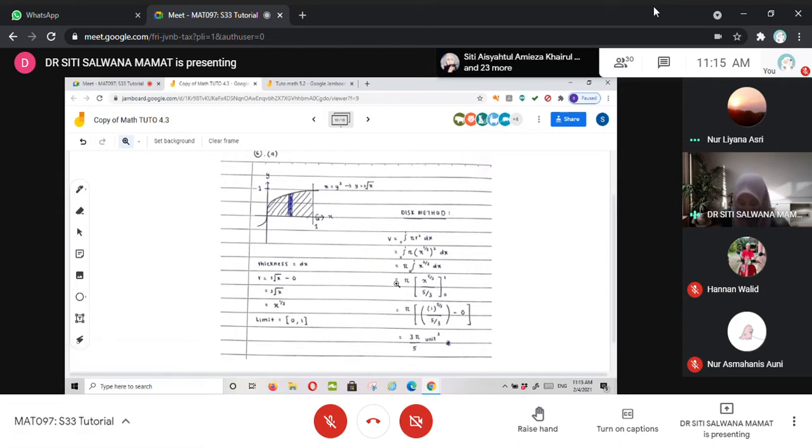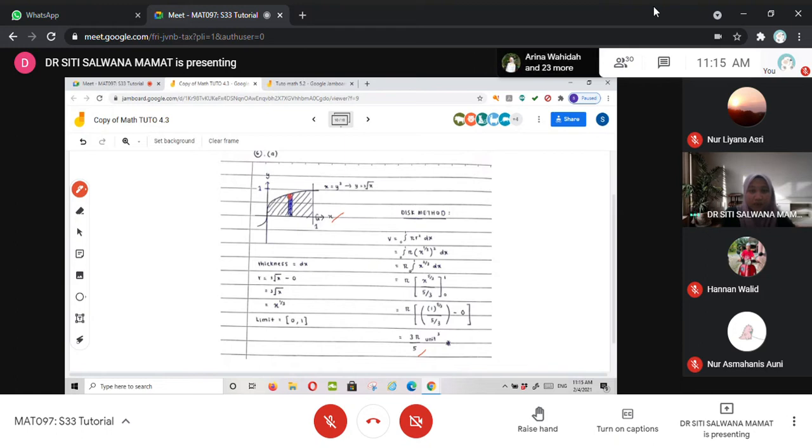Okay, 3 over 5 pi unit cube. Okay, so this is the, apa ni? Revolve about y is equal to 0. Okay, this is simply y. Okay, y is 0, which is the x axis. Okay, so this is the line of revolution, the axis.